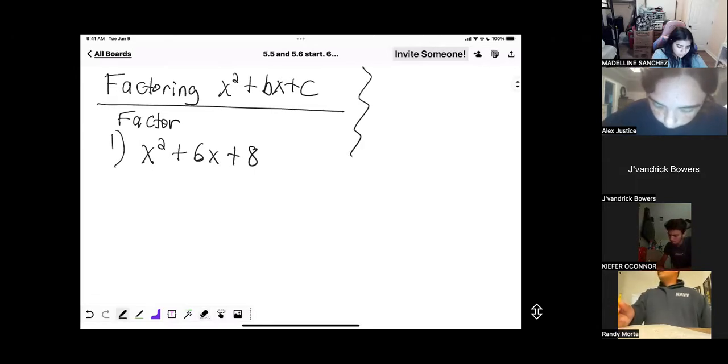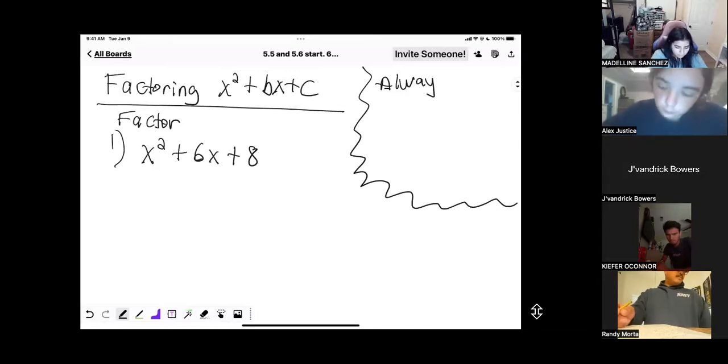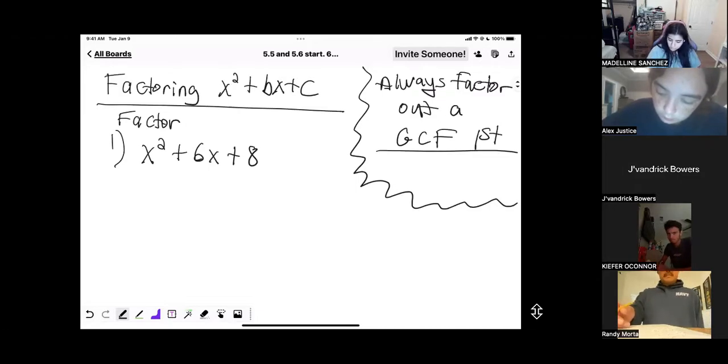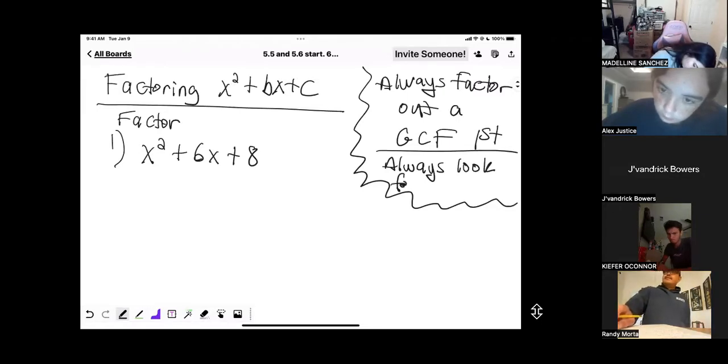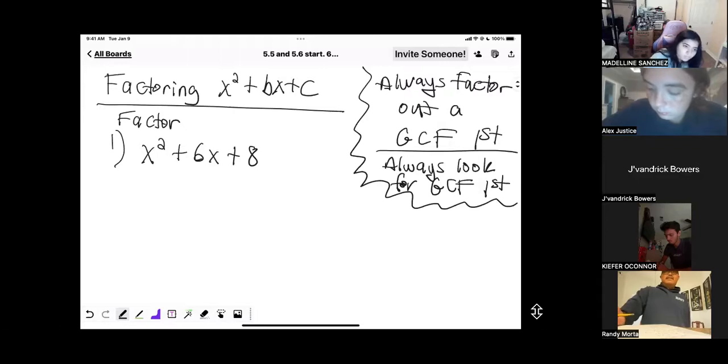I cannot stress to you how important this is. After I show you how to do this, before you do anything, always factor out a GCF first. Always look for GCFs. Always look first. If you don't, you're gonna have a hard time factoring and maybe not even be able to factor at all. You always want to look for GCF first.